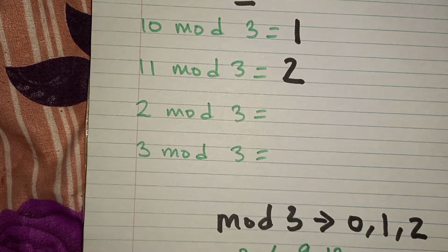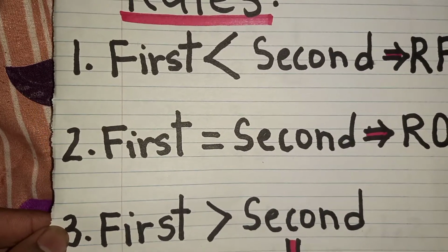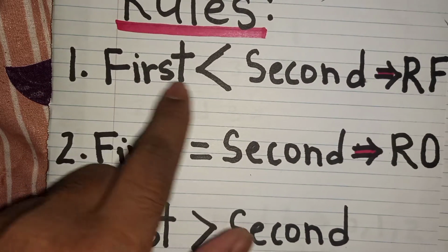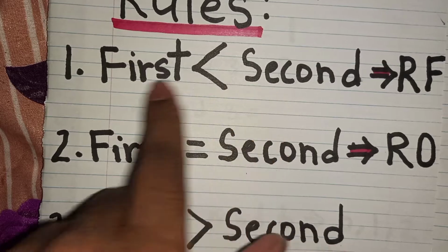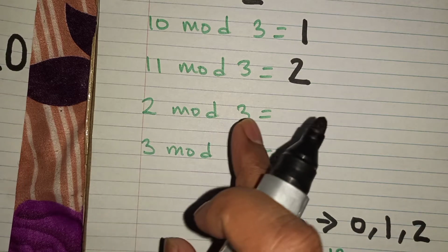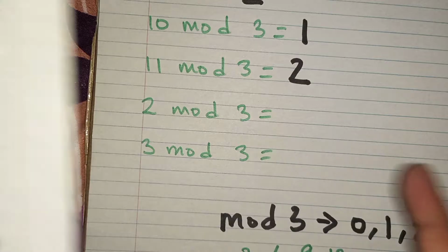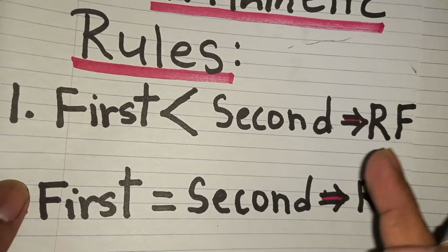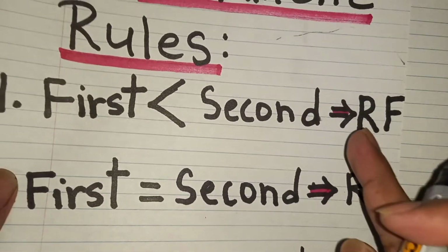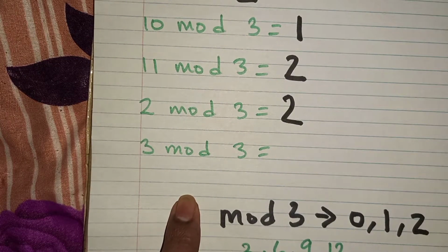Next we have 2 modulo 3. The first number is less than the second. The remainder is the first number. So we can see 2 is less than 3. So if the first number is less than the second number, the rule says the remainder is the first number. So the remainder here is 2.